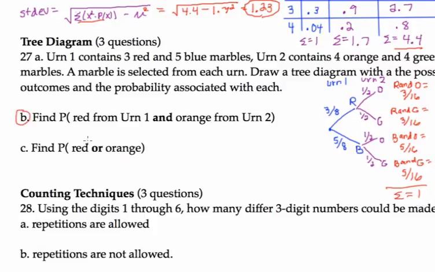So, B. What's the probability of getting a red and then an orange? We already figured it out, 3/16. What's the probability of getting a red or an orange? So that means you could get a red, or you could get an orange, or you could get both. So which things is that? Red is here and orange is here and here, but we already counted that one. So we've got 3/16 plus 3/16 plus 5/16. So that's 11/16 is the probability of getting a red or an orange.